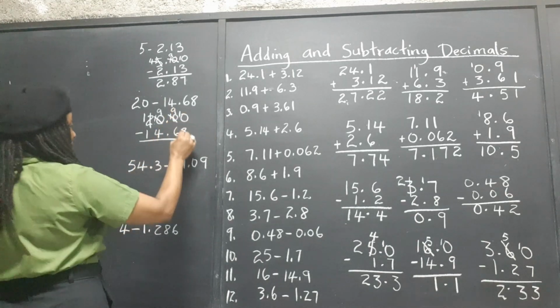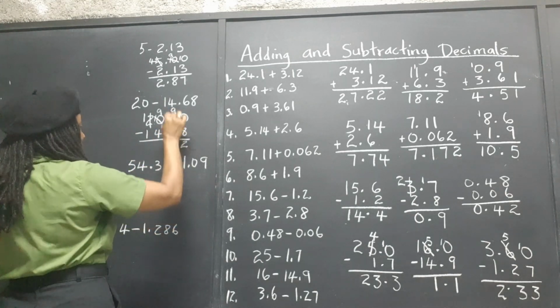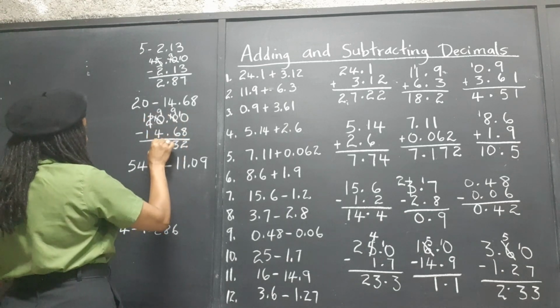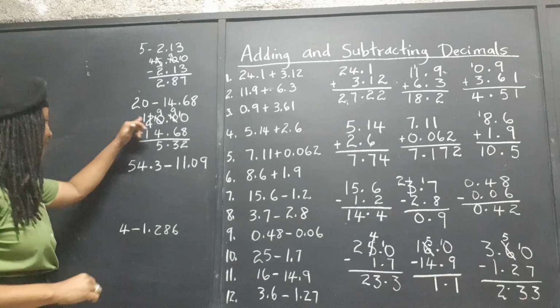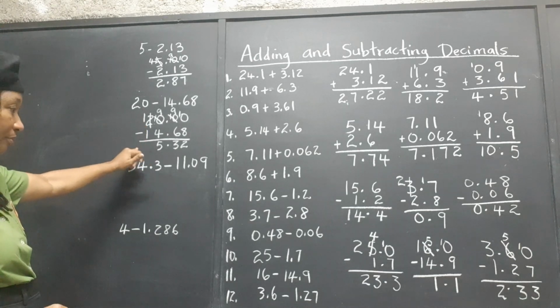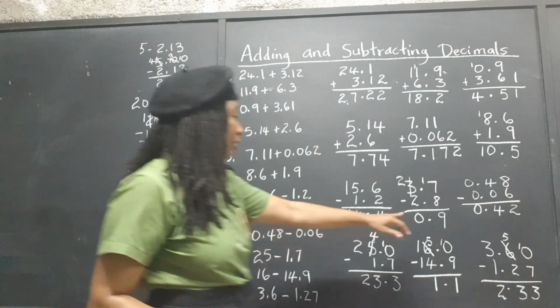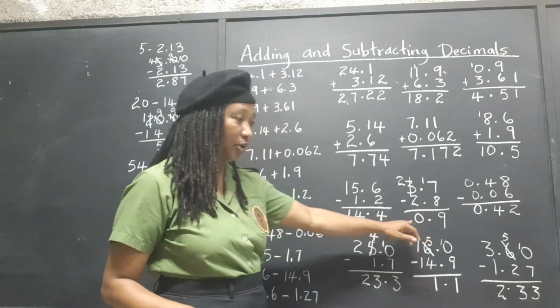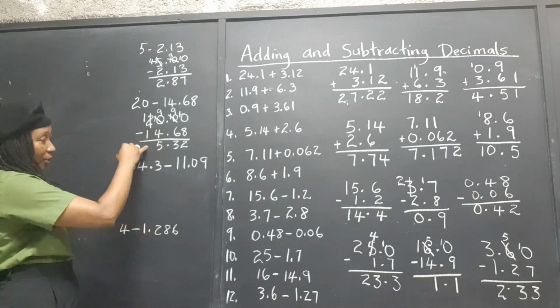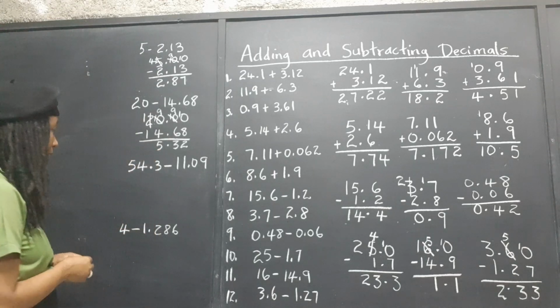So 10 take away 8, that's 2. 9 take away 6 is 3. 9 take away 4 is 5. And we don't have to put the 0. 1 take away 1, we don't have to put that 0. We put these zeros because there's no other whole number there. So we're just holding that space. But here's a whole number, so we don't need the 0 in front of that whole number.